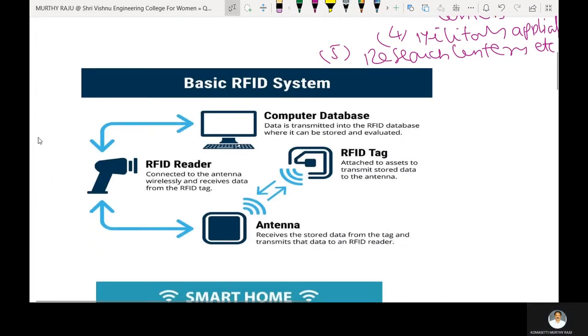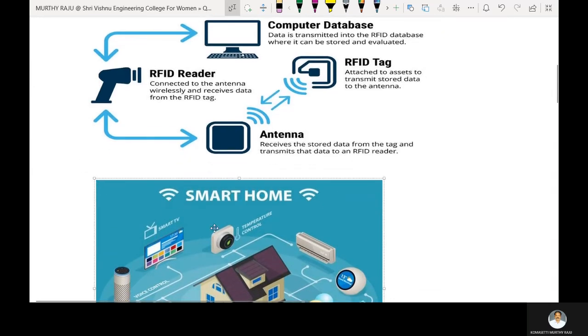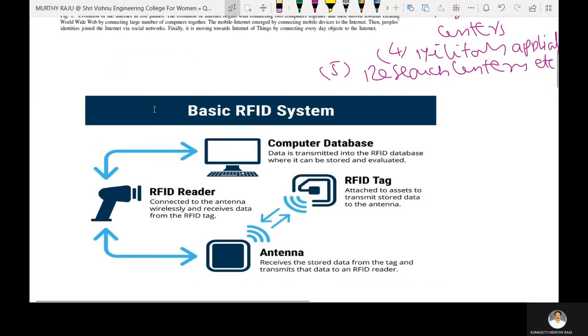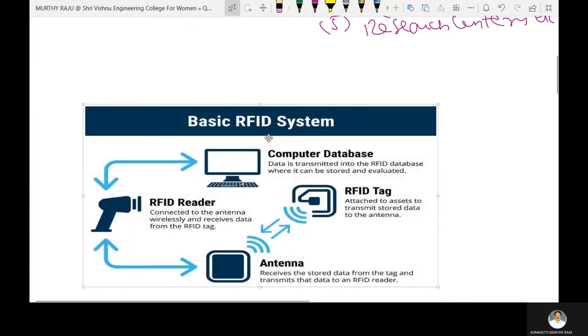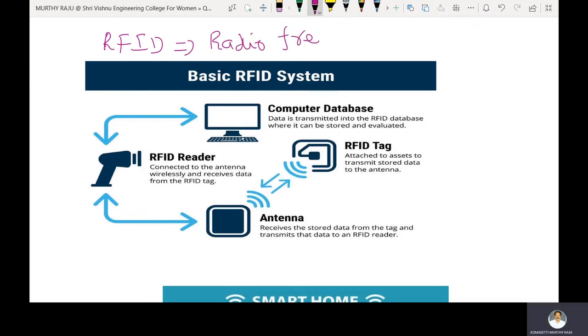Coming to motivations. This one is RFID. The first motivation is, in olden days, product information was not available. Nowadays, with IoT facility, product information is incorporated with RFID tags. RFID means radio frequency identification.